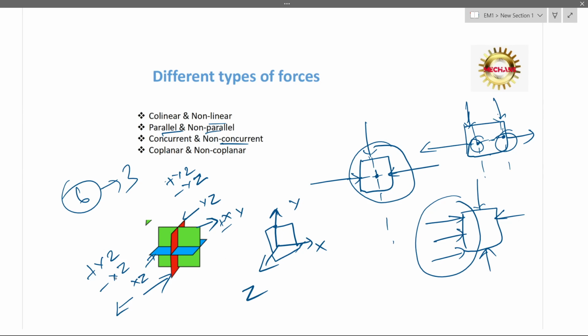If all the forces are acting in a single plane, we call it coplanar. Otherwise we call it non-coplanar. If three different forces are acting on 3 different planes, we call it non-coplanar. If all the forces are acting in the same plane, we call it coplanar.